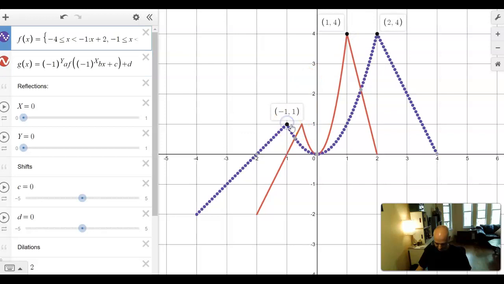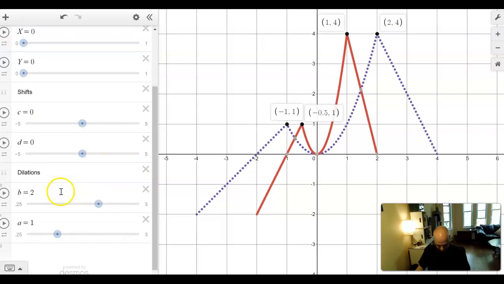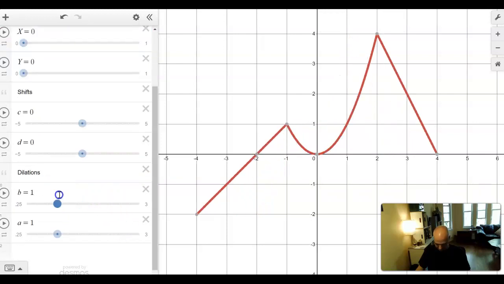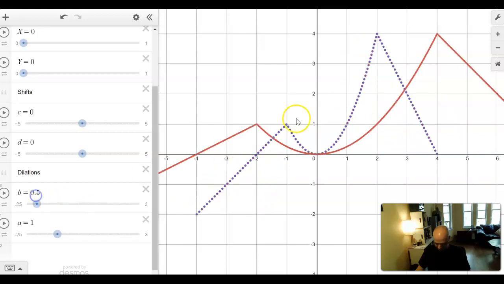This local max was -1, 1. That's now -0.5 and 1. The y values don't change. Only the x values change when you do this transformation. If you make the b value smaller than 1, so here's b at 1 again, and let's make b 1/2. You can see how this gets wider.